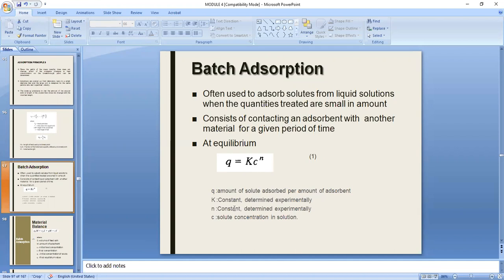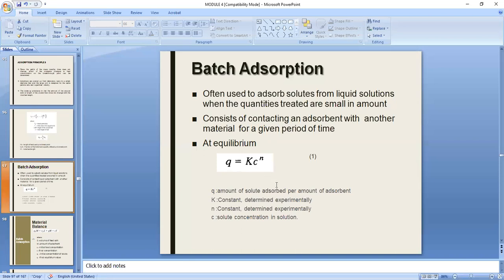So you have the K as a constant, and this is determined experimentally. So this has to be provided in the problem if there is no experimental data given to you to interpret. N is a constant as well, determined experimentally, just like the K, and C is the solute concentration in solution. This is actually very comparable to the rate law in kinetics. This is your rate, and this is your concentration, right? This is your rate constant, and this is the order of the reaction. Both the rate constant and the order of the reaction are determined experimentally.